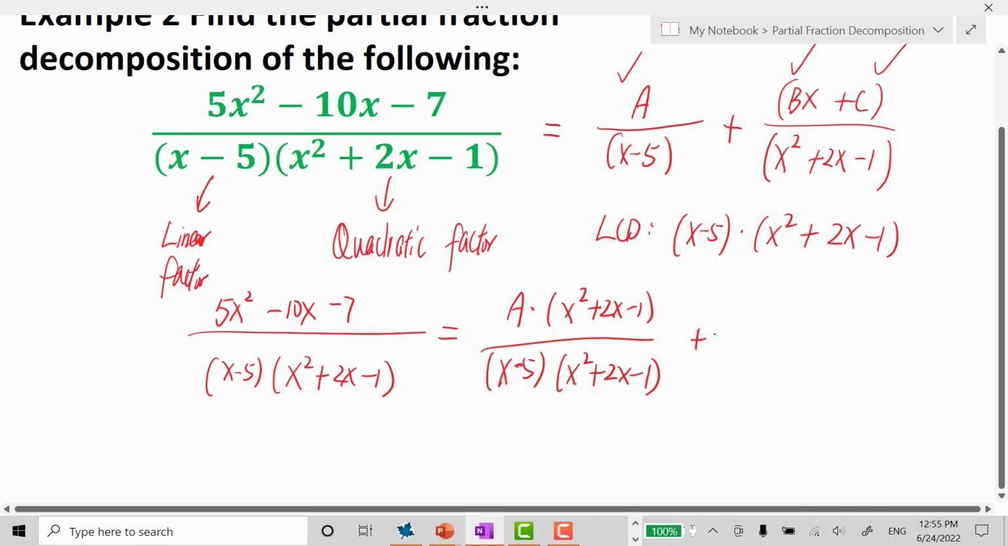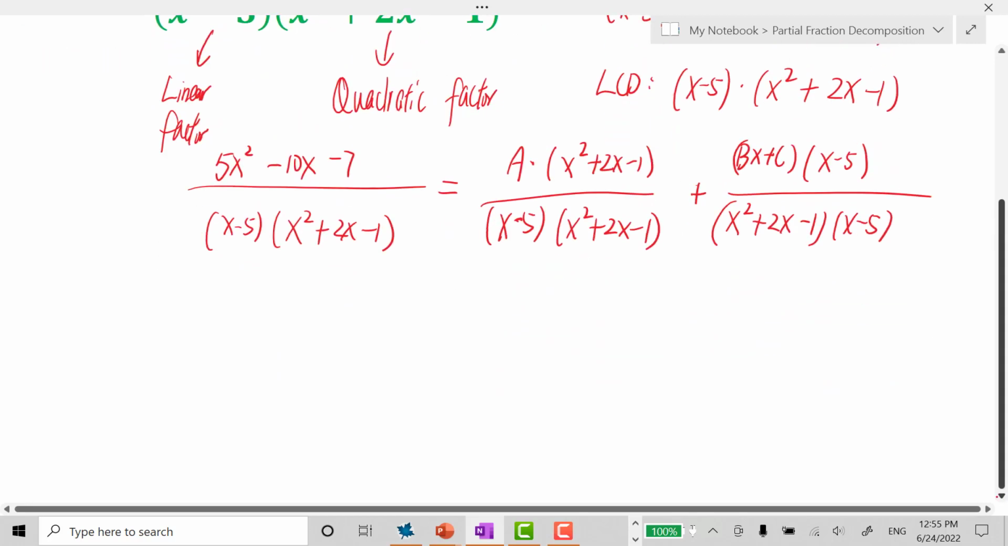For the second term, we're going to multiply both top and bottom by x minus 5. So 3x times x minus 5 on the denominator. Same thing, multiply by the same linear factor, x minus 5. Now we have the same denominator so that we can combine them.